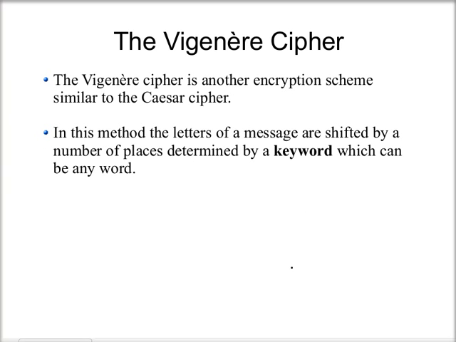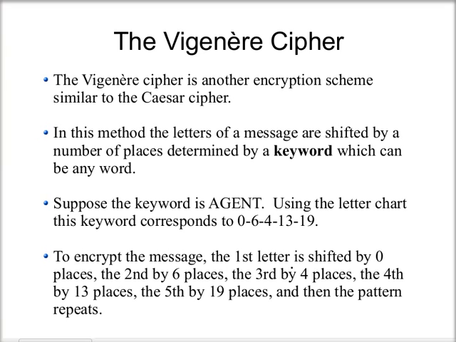The last encryption scheme that we're going to look at is the Wegener cipher, and this is also similar to the Caesar cipher. In this method, the letters of a message are shifted by a number of places determined by a keyword, which can be any word.